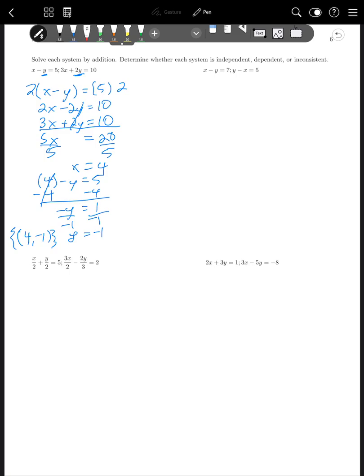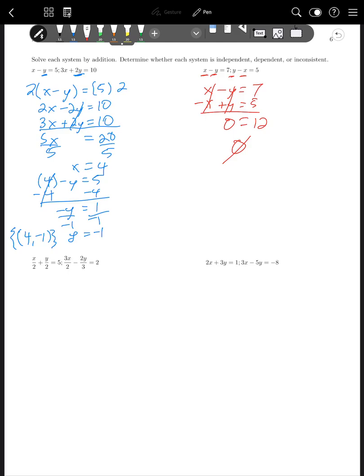So the second one, if you notice, the x's and the y's are actually already opposites of each other, so you just have to reorder this. So it's x minus y equals 7, plus the opposite of x plus y equals 5, so they line up. These all cancel, so it's 0 equals 12, which is not true. So there are no solutions, and this one is inconsistent.